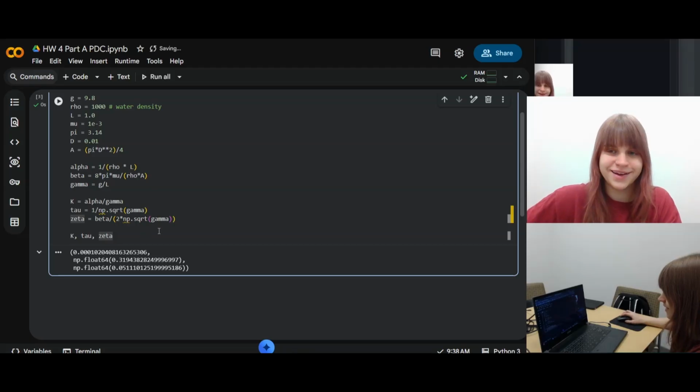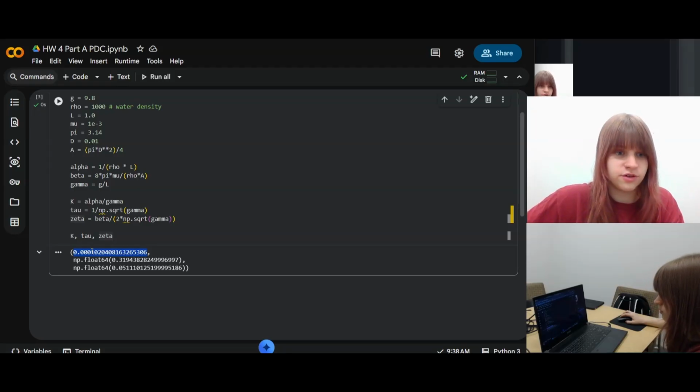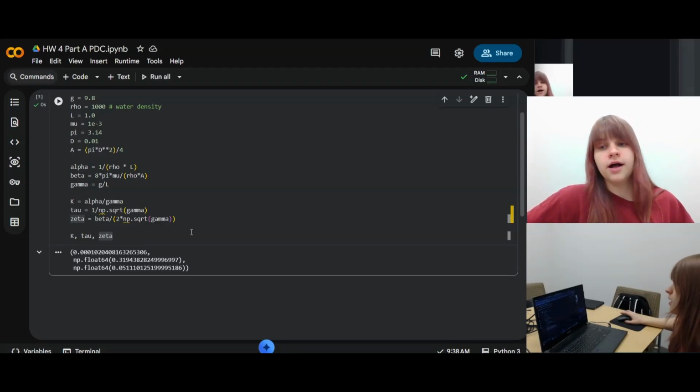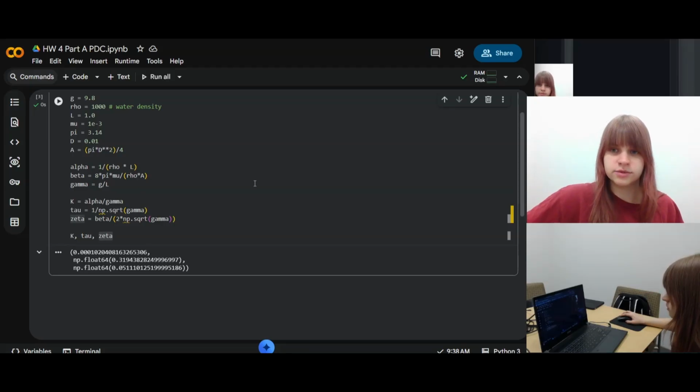All right, so right here we have our gain. It's about 0.0001, so quite small. Our tau is 0.32 roughly, and our zeta is 0.05. So what this means is that our zeta is 0.05, meaning unlike what I just showed in technically the third part, this is not overdamped, this is underdamped, so we will be seeing oscillations when I code out the simulation.